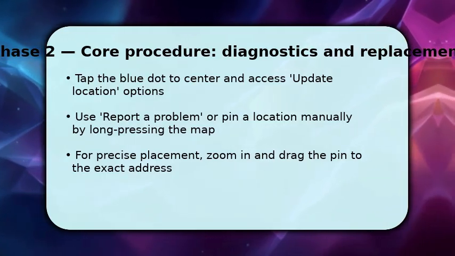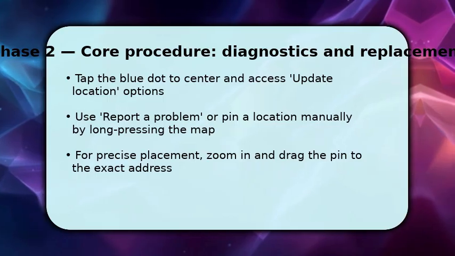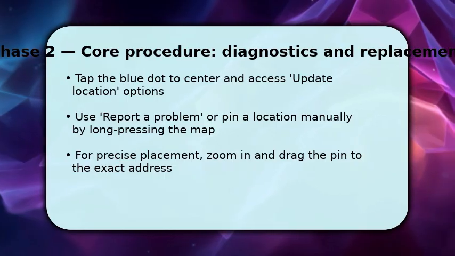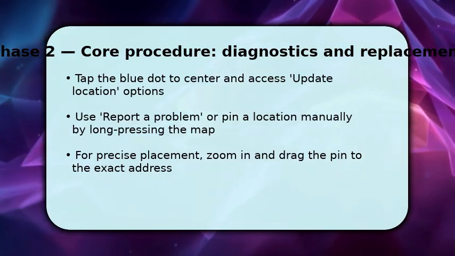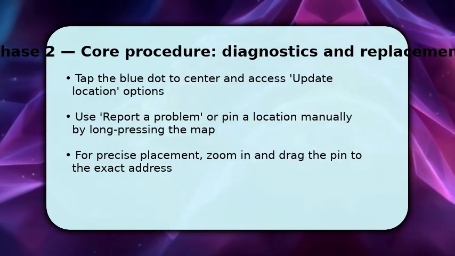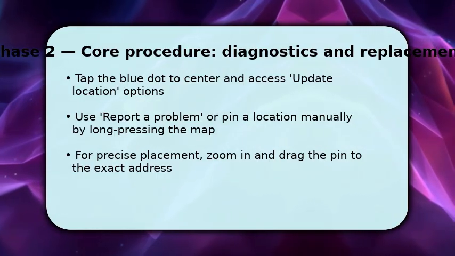If you need to set a different spot, long press on the map to drop a pin where you want Google to record the place. For accuracy, zoom in close and drag the pin until it snaps to the right building or entrance, because precise pin placement improves navigation and saved place reliability.